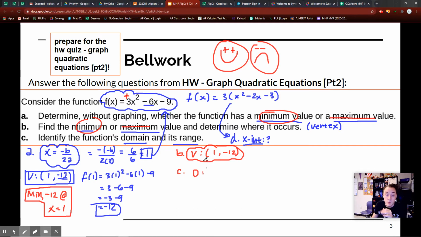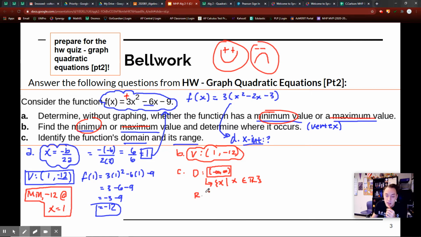C, my domain. What is my domain without graphing? Of course, it's just going to be negative infinity to positive infinity. Another way to write this is in set notation, which is the set of all x such that x, getting really, really fancy with my math symbols here, is in the all real number system. So that's a fancy way to do set notation, but you only really need to know the domain interval notation.